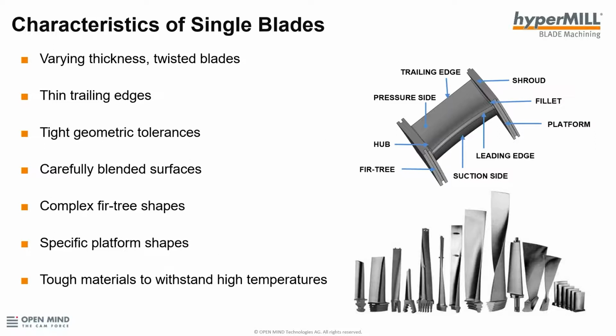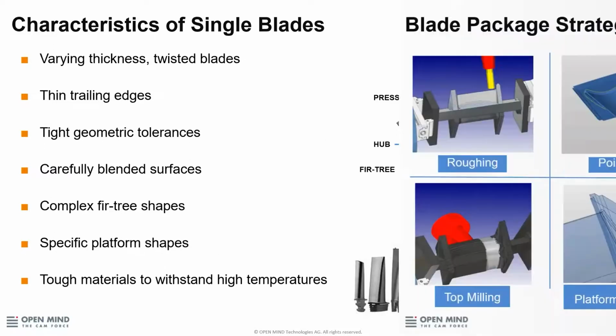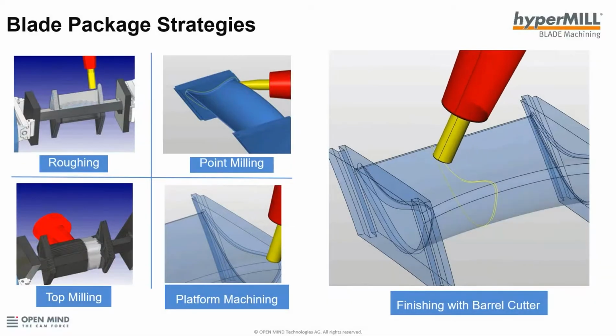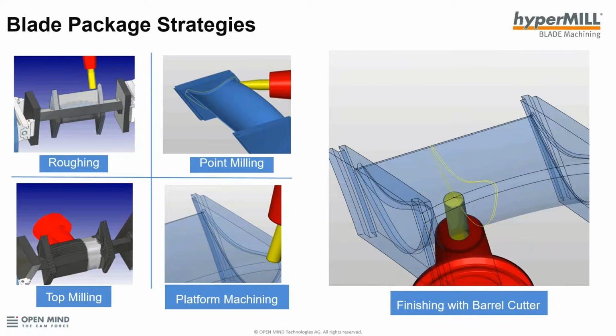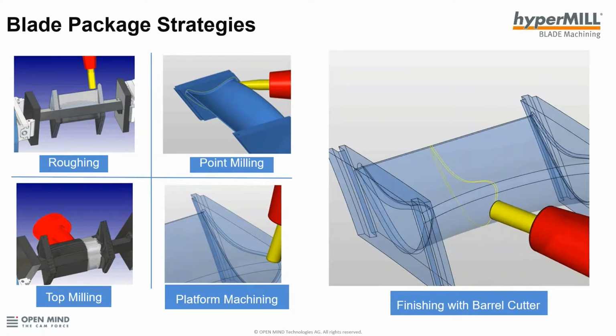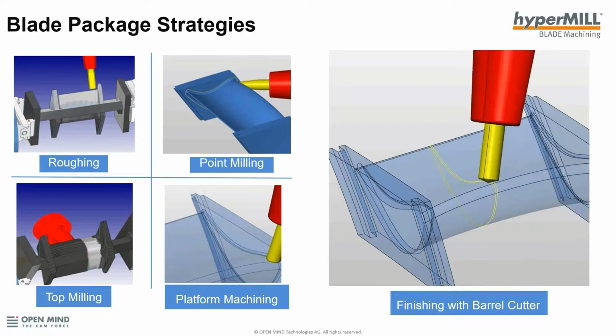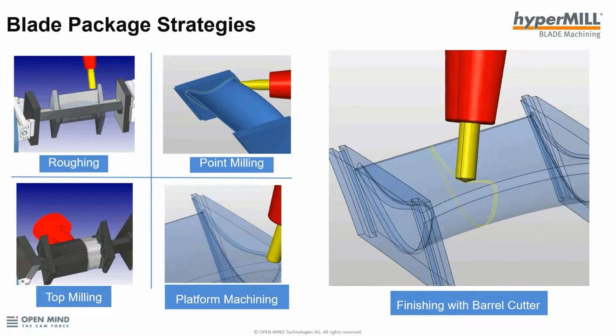Also, turbine blades, as we know, like multi-blades, are made up of quite tough and exotic materials. And again, they need to withstand high temperature from the hot gases that are released from the combustion chamber. So with all these points in mind for a single blade, we have a very special package for machining of these single blades.